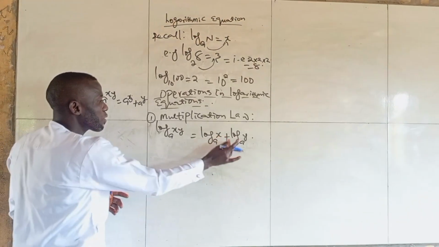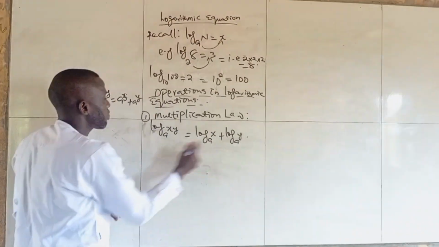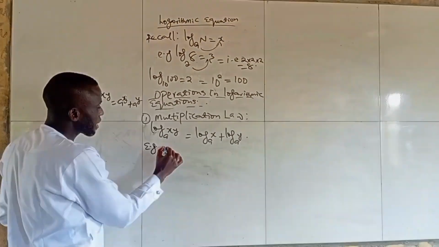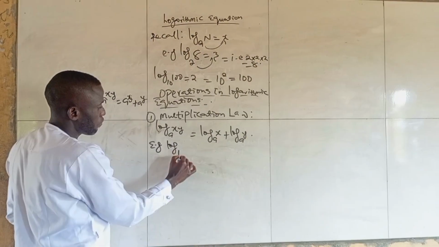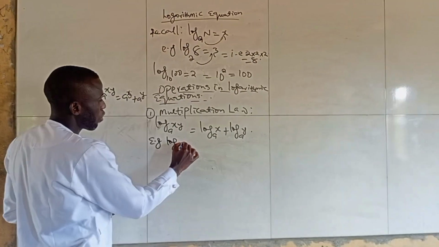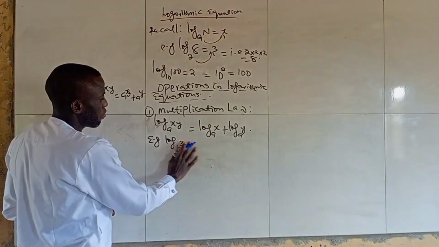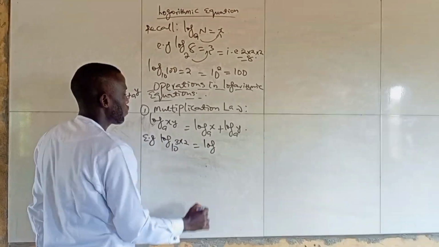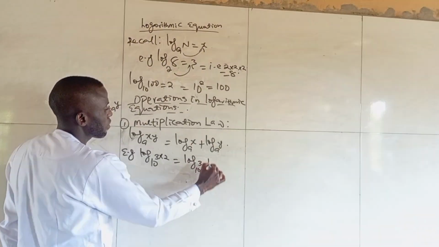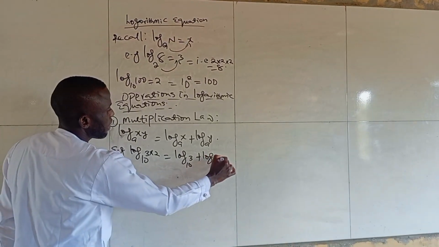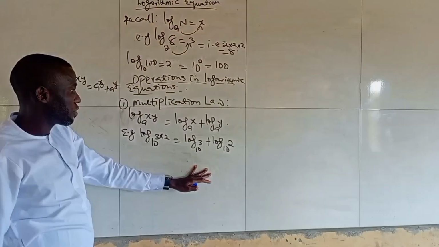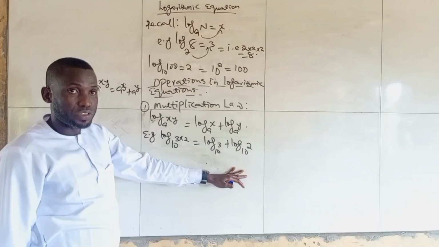Now, how do we further break this into an example? For example, if you are given log to base 10 of 3 times 2, this is the same as what? Log to base 10 of 3 plus log to base 10 of 2. Okay, that is the case for logarithm of numbers that involve multiplication.